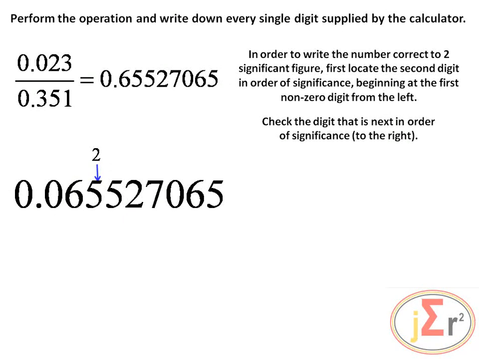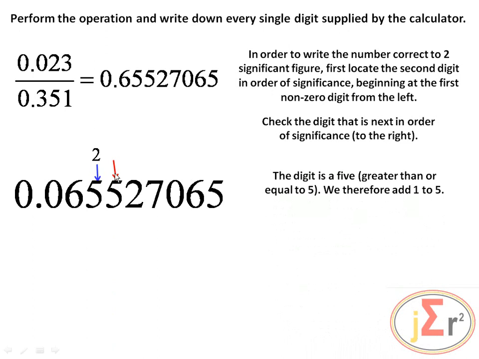When we get there, we check the digit that is next in order of significance, which is the one to the immediate right. That digit is greater than or equal to 5. As a matter of fact, it is a 5. Because it is greater than or equal to 5, we therefore add 1 to it. So add 1 to this 5 and we get 6. 5 plus 1 is equal to 6. And the other digits return exactly as they are.